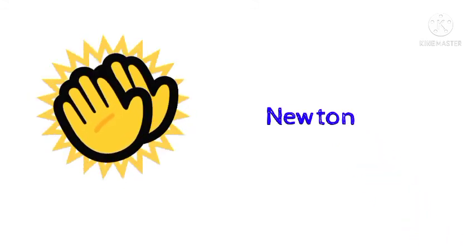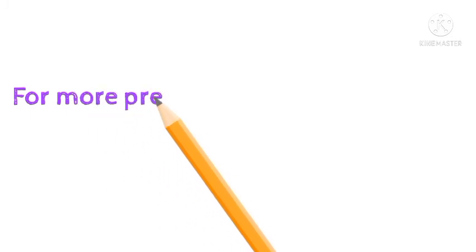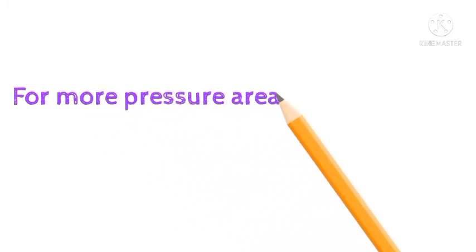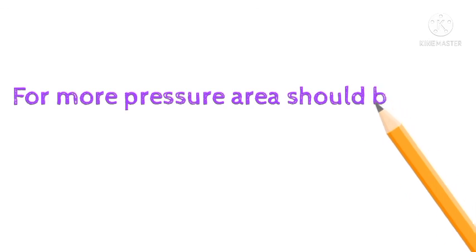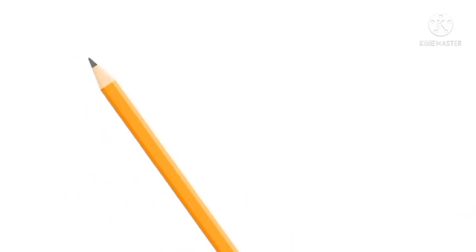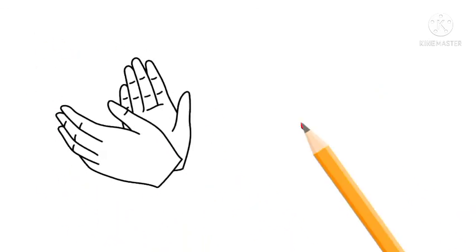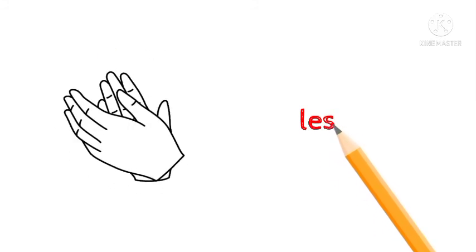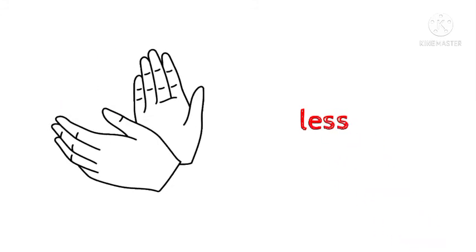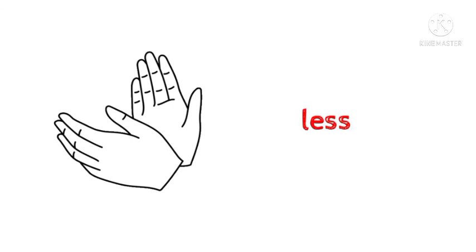The second question is, for more pressure, the area should be dash. Very good. Your answer is correct. For more pressure, the area should be less.